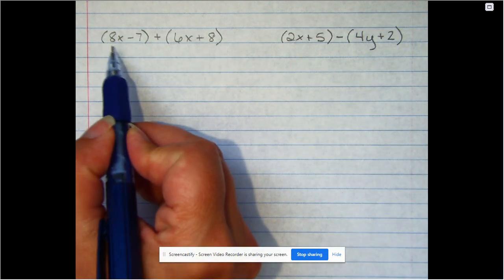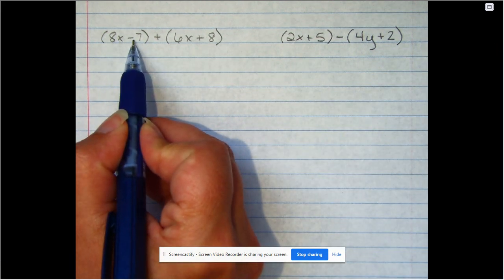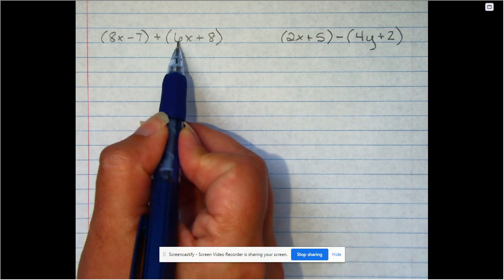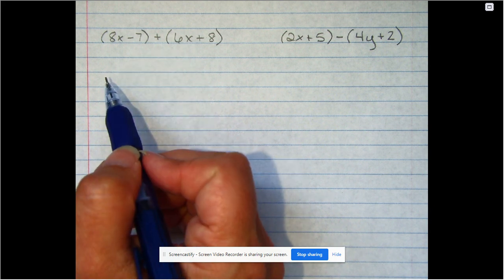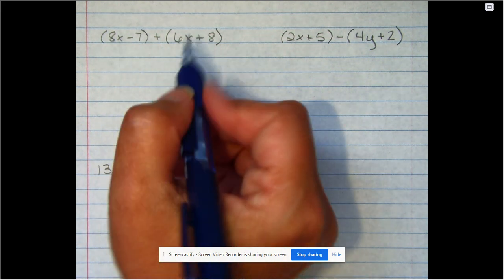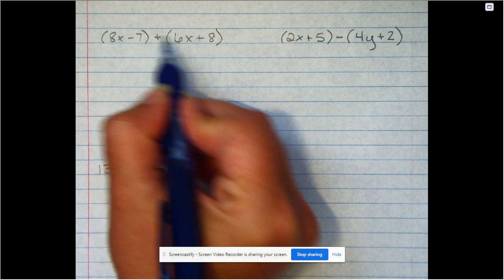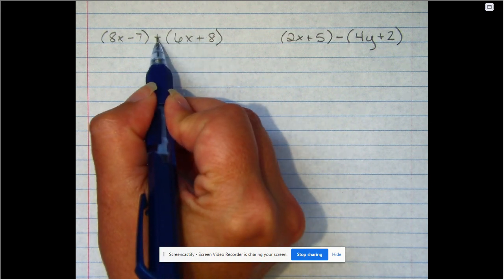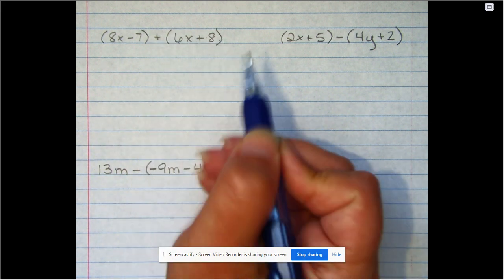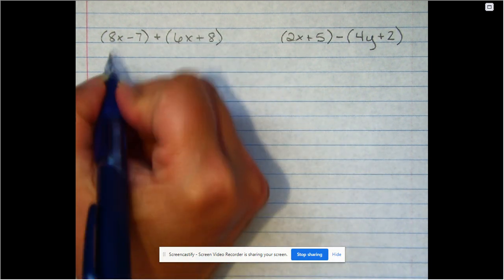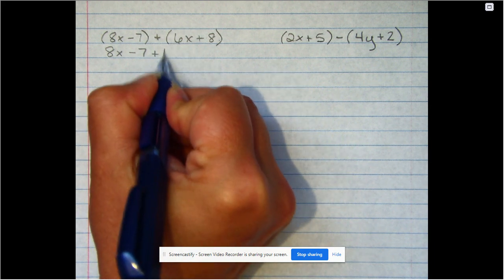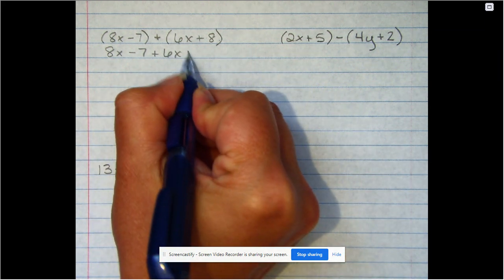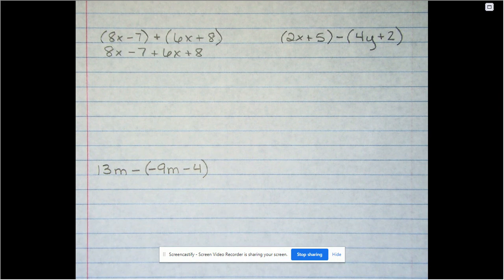In this example, we have the quantity 8x minus 7 plus the quantity 6x plus 8. To be honest, these parentheses are completely unnecessary. There's a positive sign between them, which means that everything that follows the positive sign can just stay how it is. So I could rewrite this 8x minus 7 plus 6x plus 8. Now we're just combining like terms like we've done before.